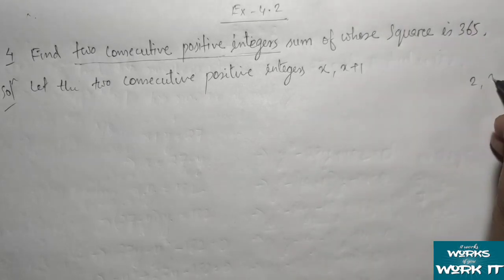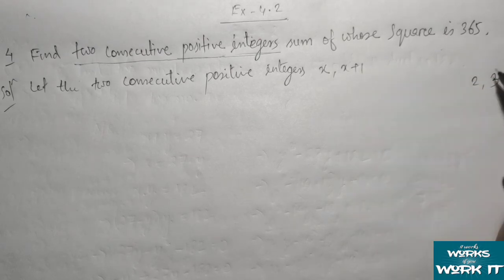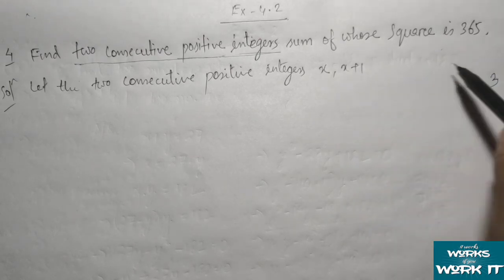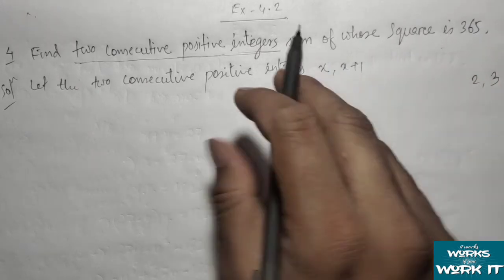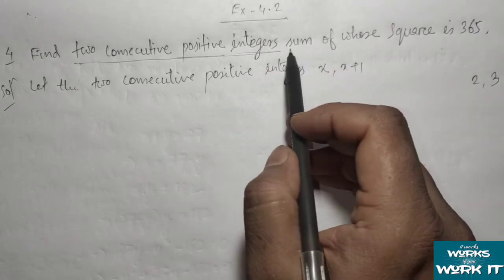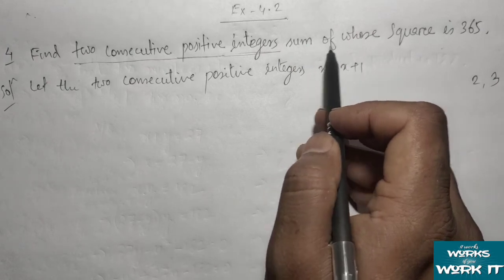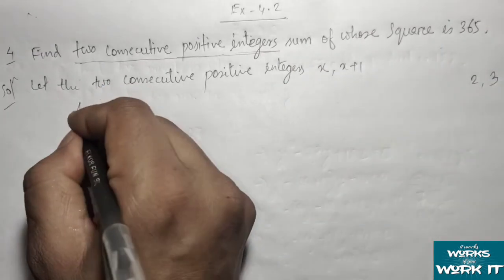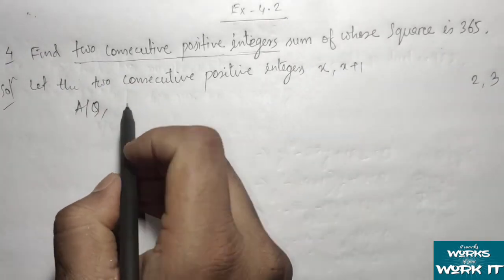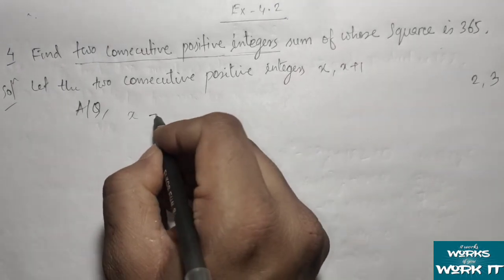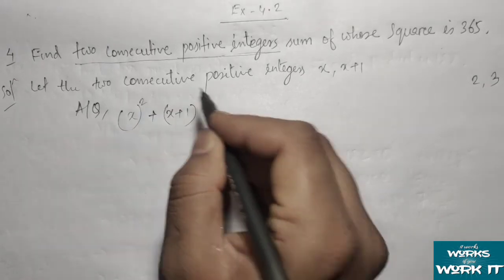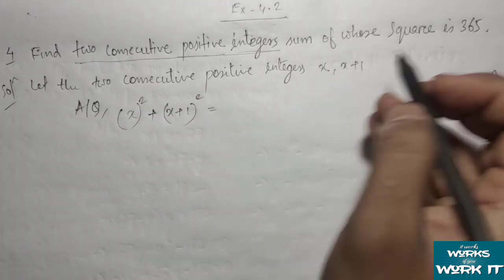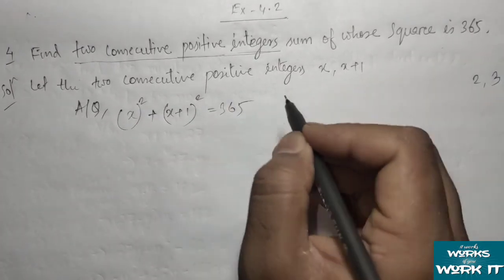So 2, then after that 3 will be the consecutive number of 2. So after adding 1 we are getting the next consecutive number. So I'm writing here x and x plus 1 as our consecutive positive integers. So what they have written here in the question, sum of whose squares is 365. So that means according to the question, sum, that means addition is going on between two consecutive integers after their squaring. So after squaring, what we are getting, 365.